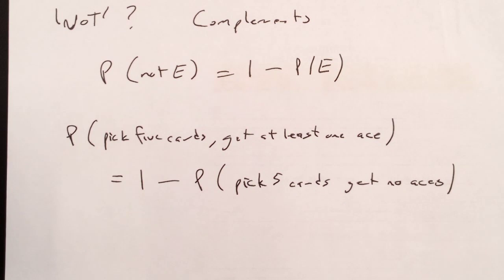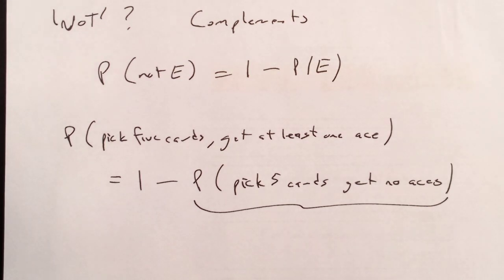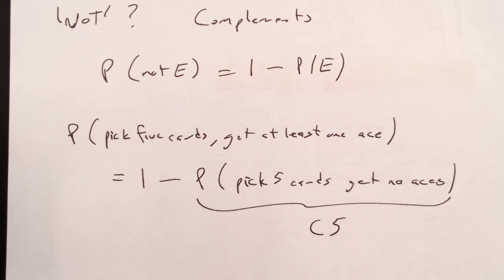Oh, wait a minute. If I never get an ace, how do I count how many ways I can get 5 cards and none of them are aces? Does the order matter? Am I allowed to repeat cards? Oh, you know, I'm picking all 5 at once. There's no replacement here, no repetition. Permutation, combination. Which one do I use? Combination. So I'm going to do a combination, and I'm going to get 5 cards.